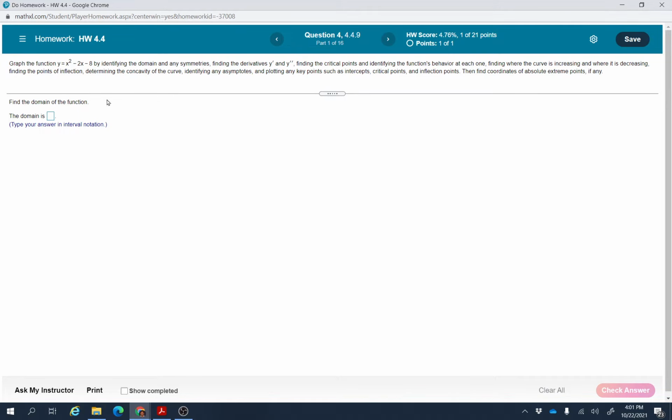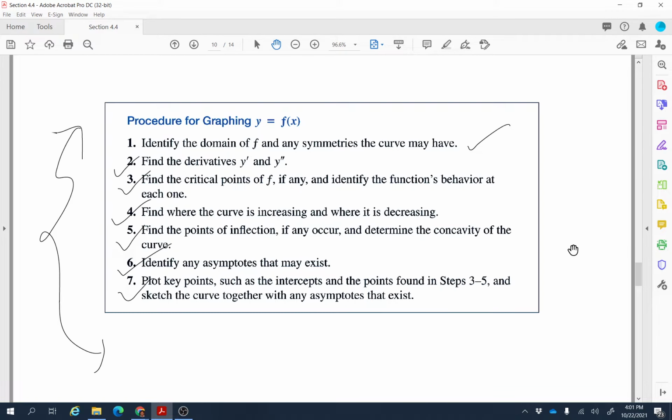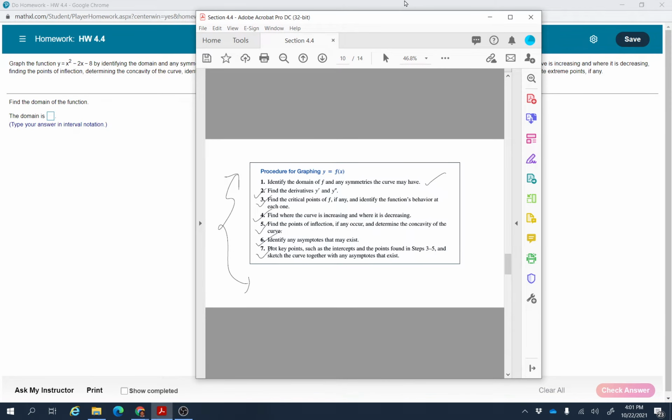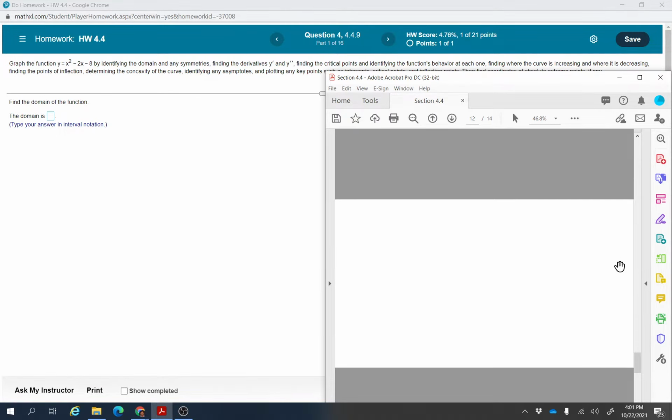So basically, in this problem, we're using all the steps we have here. We don't have to remember these steps for solving a problem like this, because it's already given here. So we're just going to follow the steps here. Okay, and then I might need some space to write down, so I'm going to use this one here.